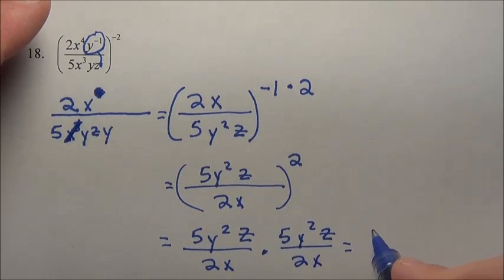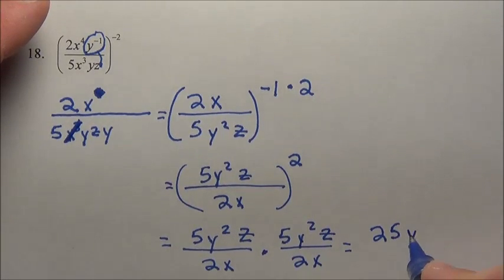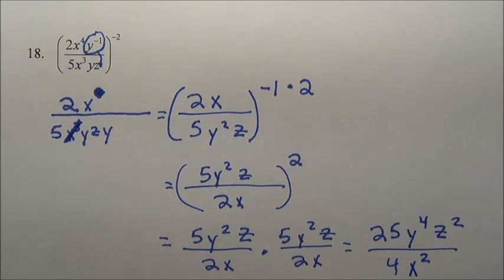5 times 5, 25. Y squared times a y squared, y to the 4th. Z times z, z squared. 2 times 2, 4. X times x, x squared. There you have it, problem 18.